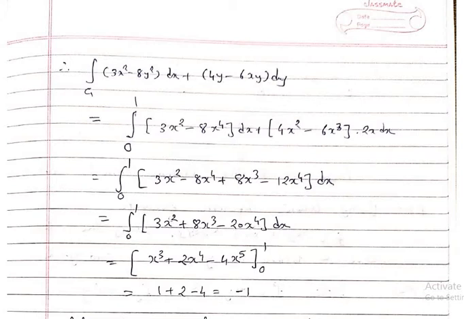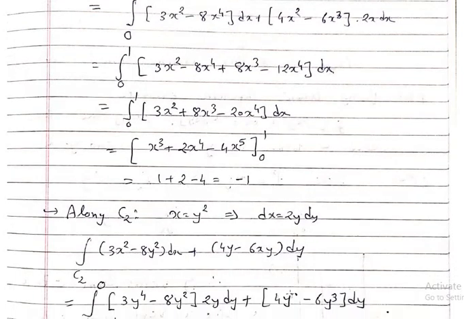Integrating, so x square has an integration x cube by 3, x raised to 3 has an integration x raised to 4 by 4, and x raised to 4 has an integration x raised to 5 by 5. So we have x cube plus 2x raised to 4 minus 4x raised to 5, and limit is from 0 to 1. Now first putting the upper limit, that will give you 1 plus 2 minus 4. That means 1 plus 2 minus 4 has an answer minus 1.